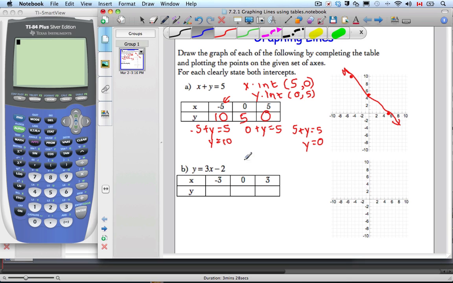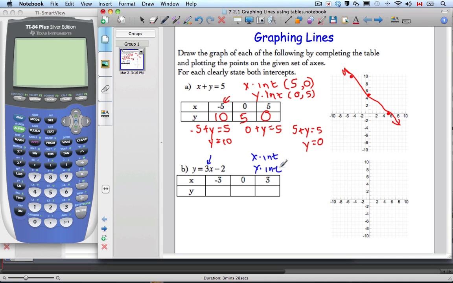Down here, this is actually in slope-intercept form. We talked about that before. So what would the slope be? 3. Nice. Which means our intercept is going to be negative 2. That is the y-intercept.